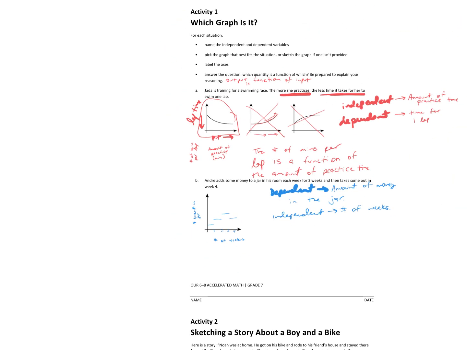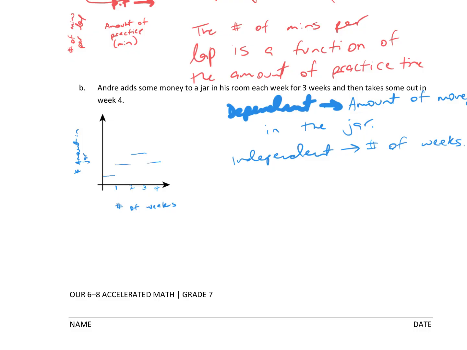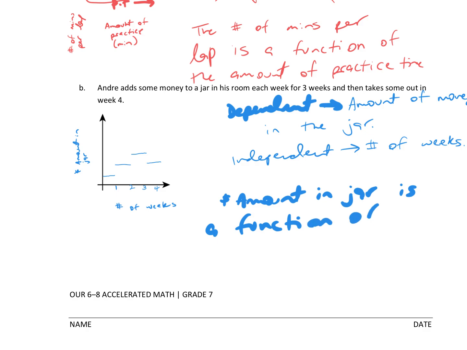The final question is, what is a function of what? So remember, our output is always a function of the input. So we would say the dollar amount in the jar is a function of the number of weeks.